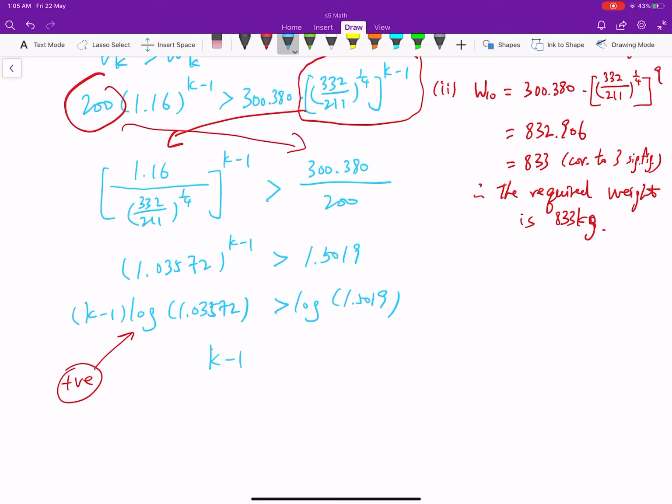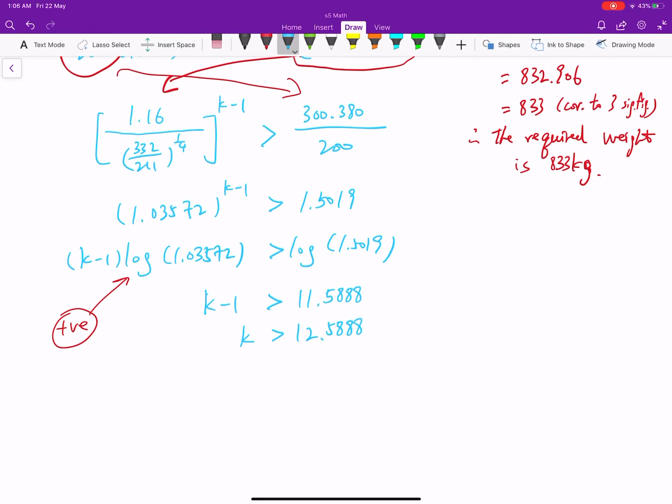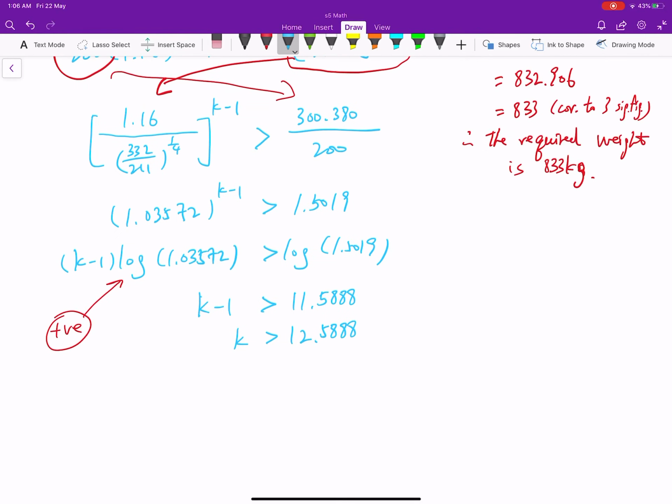And then k minus 1 is greater than this. So k is greater than 12. And then we get the conclusion. So we need 13 months. So in the 13th month, since the operation, the weight, okay, just skip the conclusion. Okay, you can try to write this yourself as well.